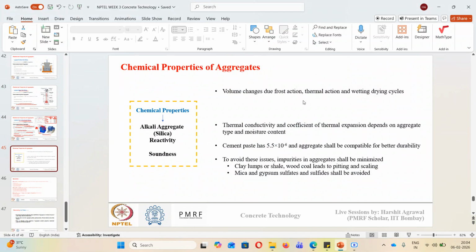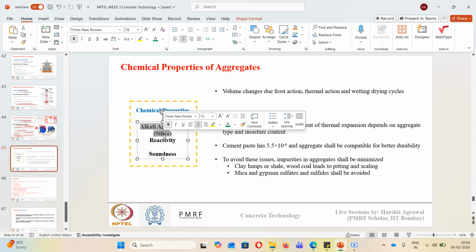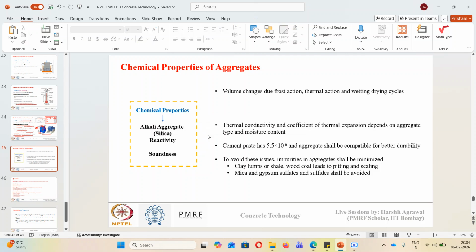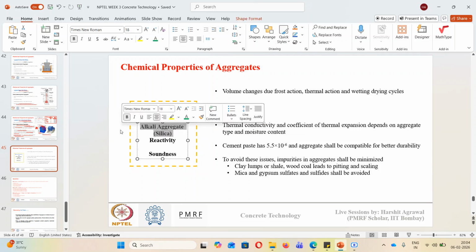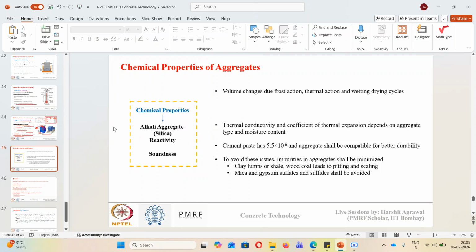That reactivity of aggregate is known as alkali aggregate reaction. The silica that is present in the aggregate, if it is reactive, can interact with the cement paste and form some expansive products which are not desirable for us. How this happens and in which kind of aggregate it happens, we'll talk about later when we talk about durability of concrete. But right now, just remember, there is aggregate alkali reactivity.